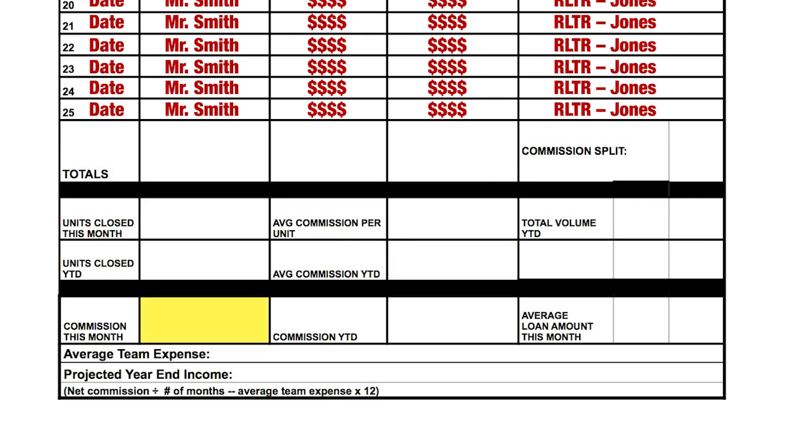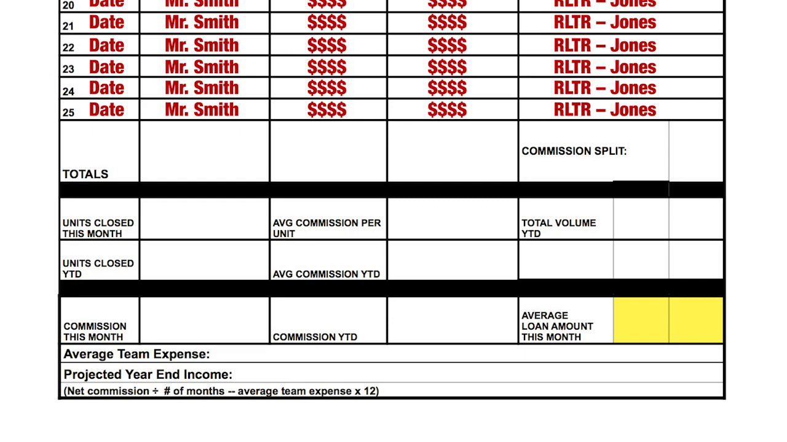You just bring that total down from the top, and then your commission year-to-date. So you're just keeping a running total, and remember that starts in December. Last thing is average loan amount this month. You take your mortgage amount total divided by the number of deals to get your average loan amount this month.